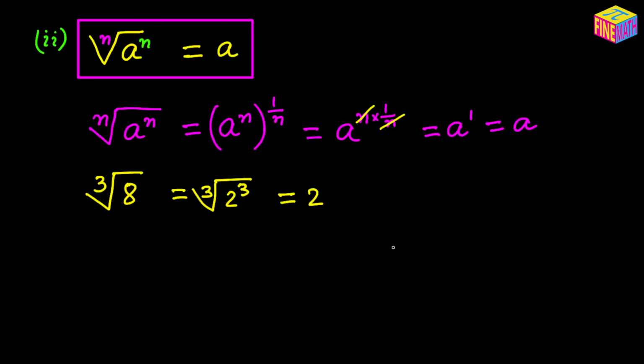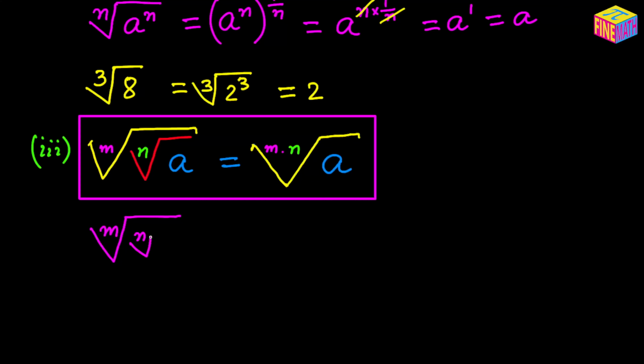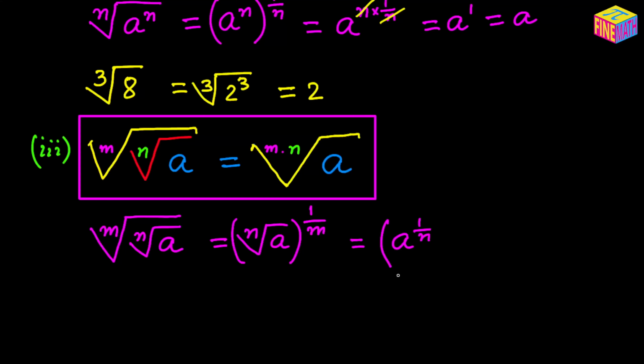Let's talk about the third property. The third property says that mth root of nth root of a can be written as m times nth root of a, right? So how can we prove it? Well, the proof is very easy. So we have mth root of, then again nth root of a, and if you think about it, this can be written as nth root of a whole to the power 1 by m, and this can be written as, within the parenthesis, again we can write it as a to the power 1 by n, because the nth root of a would be a to the power 1 by n, and then we also have whole to the power 1 by m.